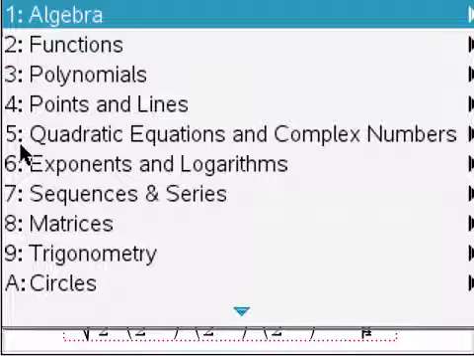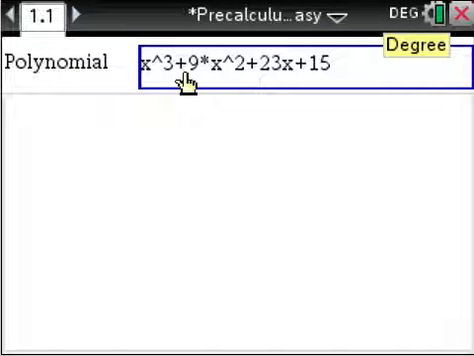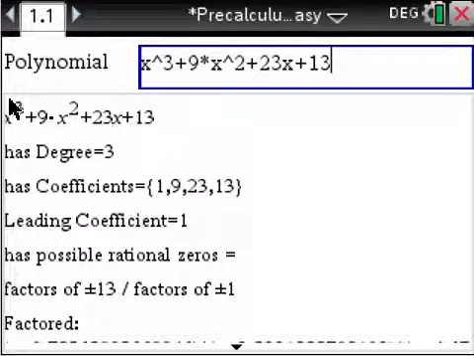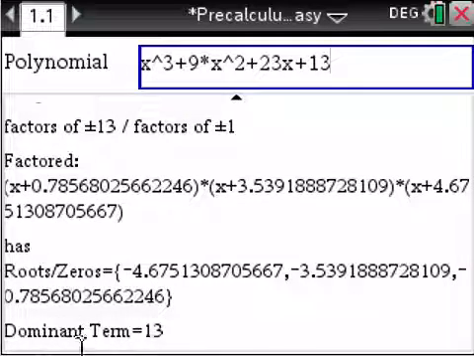Another huge part of precalculus is polynomials. Let's do the all-in-one polynomial explorer. Let's make this one 13. So here's our equation. It shows the degree, the coefficients, the leading coefficient, the possible rational zeros, factors, the actual factored form, and the roots/zeros. All your information is right here, and then of course the dominant term. You will be passing every test, quiz, and exam that is thrown at you.